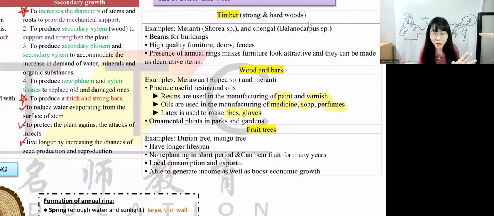We don't really have Christmas trees. If you have a Christmas tree at home, it means that you are very rich, guys, because a Christmas tree requires a lower temperature. In Malaysia, we don't have this kind of thing, okay? So this is ornamental plants.